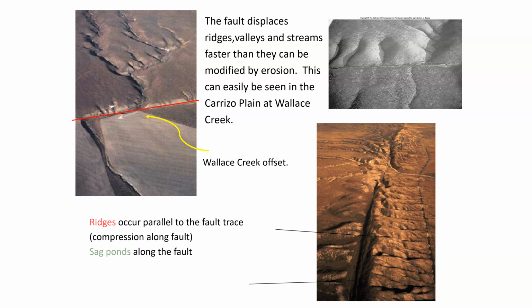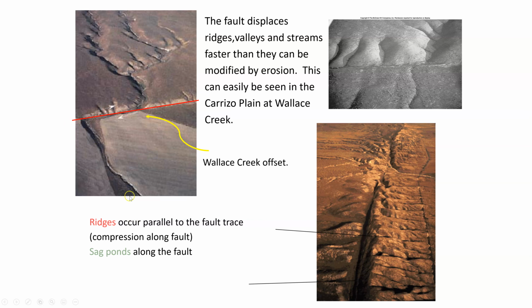So here in the Carrizo Plains specifically, because there's not a lot of vegetation in this area, we do see a very nice creek offset. And that also gives us a really good indication of the slip motion that we see, what type of motion, which way the fault is going. So the ridges occur parallel to the fault trace, and then this creek is offset. So this ridge, which is the red line, is offsetting this creek.